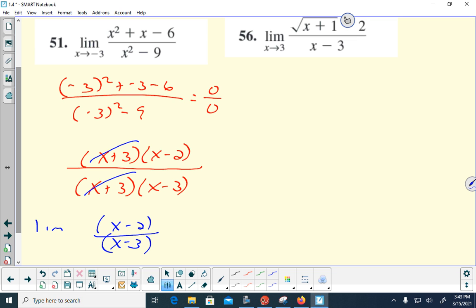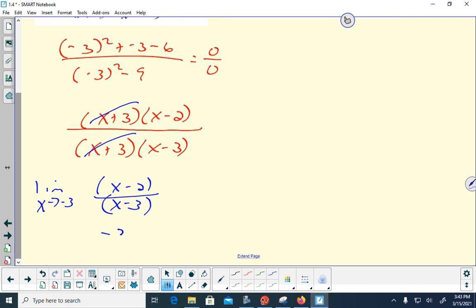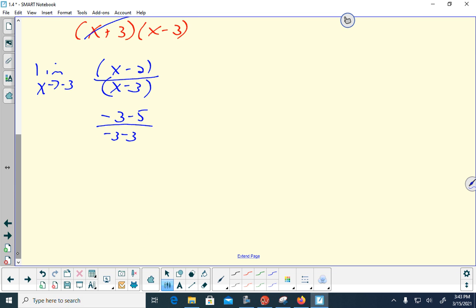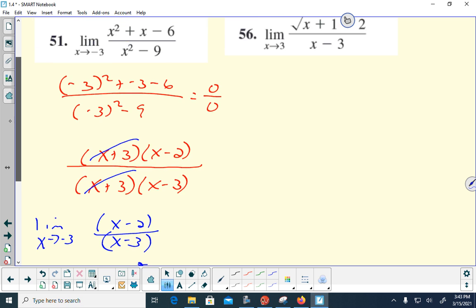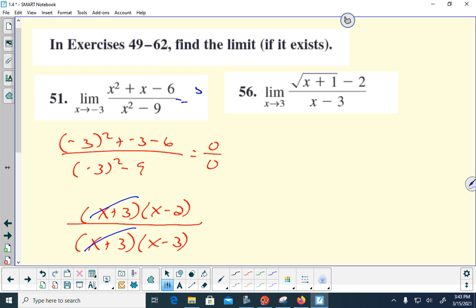And I'm going to take the limit as x approaches -3. And when I do that, I get -3 minus 2 over -3 minus 3. So it'll be negative 5 over negative 6, which is a positive 5 over 6. So this limit is 5 over 6.